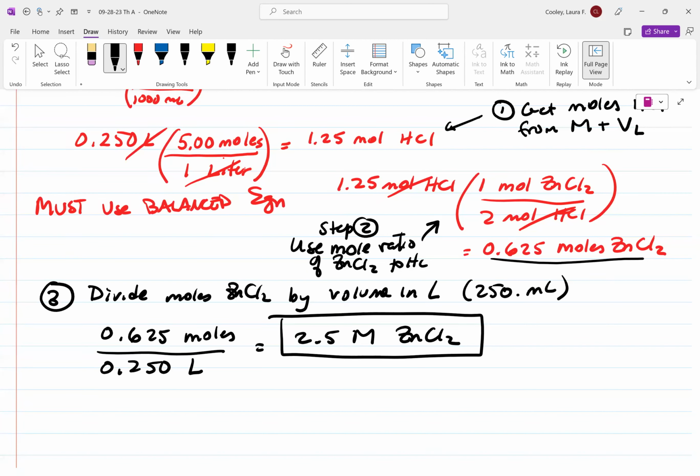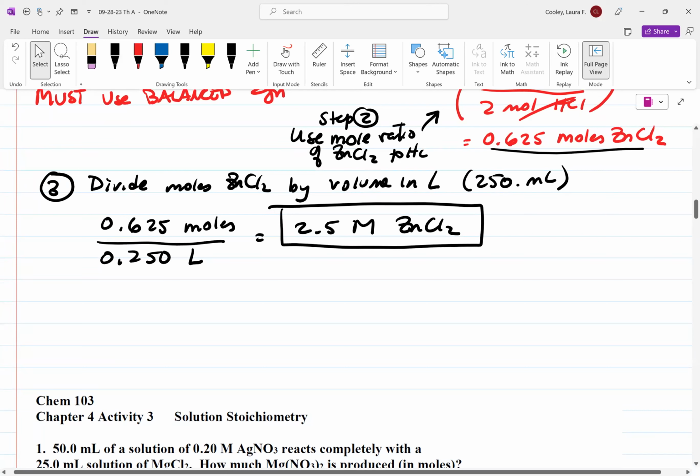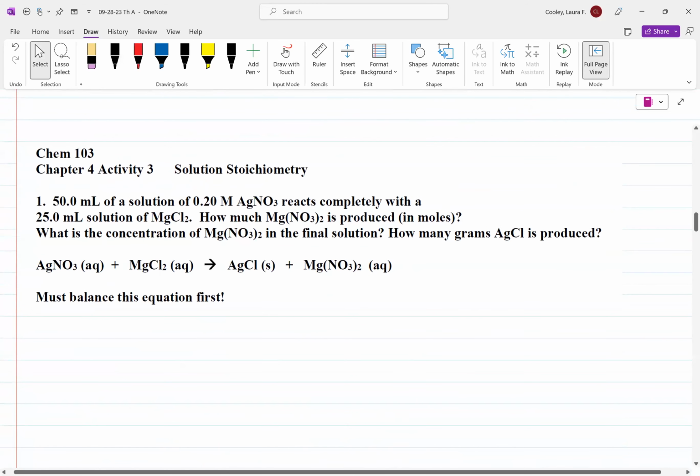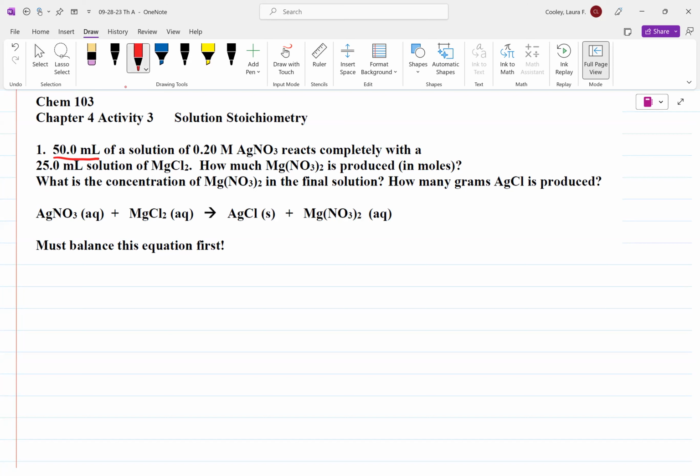So there are examples, and I think I have one in here, where you take two solutions and mix them together, right? And then, of course, you have a different volume at the end than you had at the beginning, and you would have to divide by the total volume. So there are cases where you would have to do that. Okay, so let's move on to the next solution stoichiometry problem, this one here. And again, you're given the volume and the molarity of a reactant.